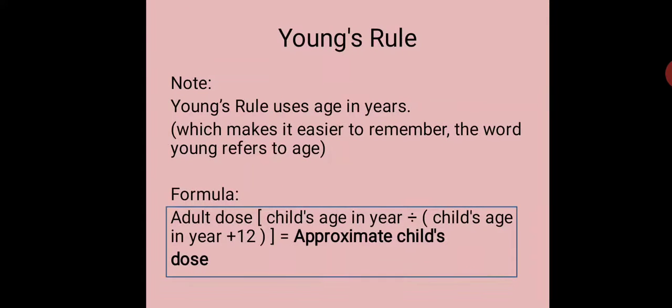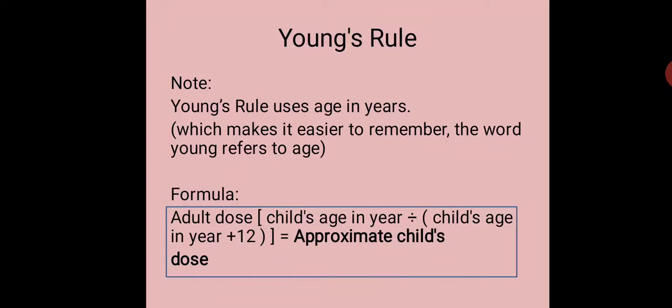Next, Young's rules. So, according to Young's, the Young rules naman uses age in years, which make it easier to remember the word Young's refers to age. So, mas madali daw natin matatandaan ang kanyang formula since yung word na Young's, it refers to an age. So, ang ginagamit ni Young's is age in years. Kung kay Clark's kanina, by weight in pounds, kay Young's naman is age in years.